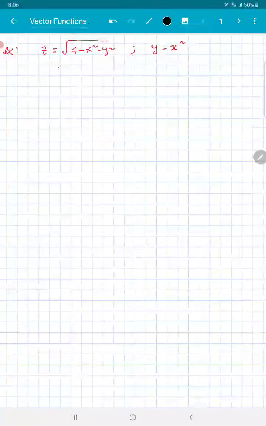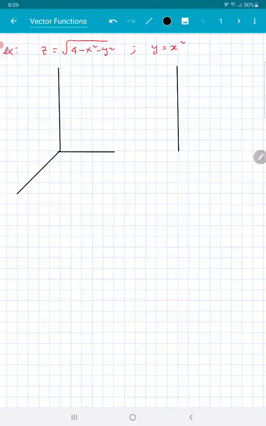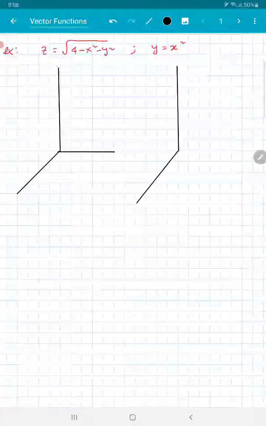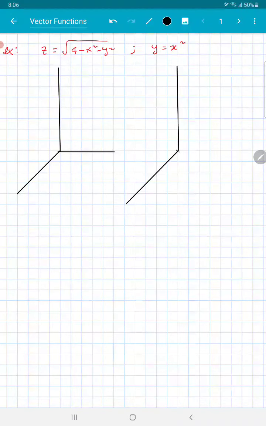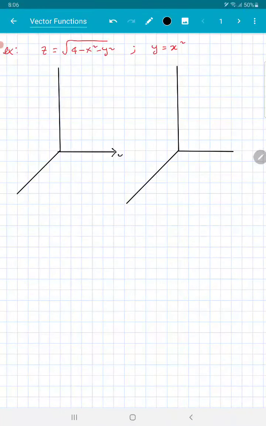Let's sketch this. We don't have to sketch it, but just for the fun of it, let's do it anyway. So we have the x-axis, z-axis, and the y-axis here. I'm going to sketch the two surfaces. Here we have the z-axis, x-axis, and y-axis.